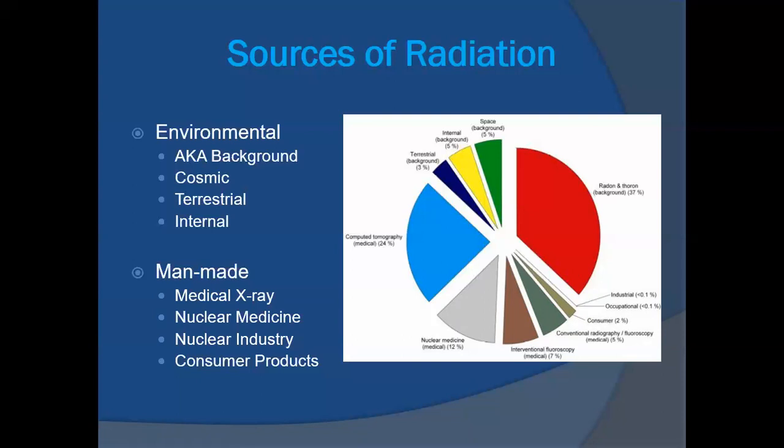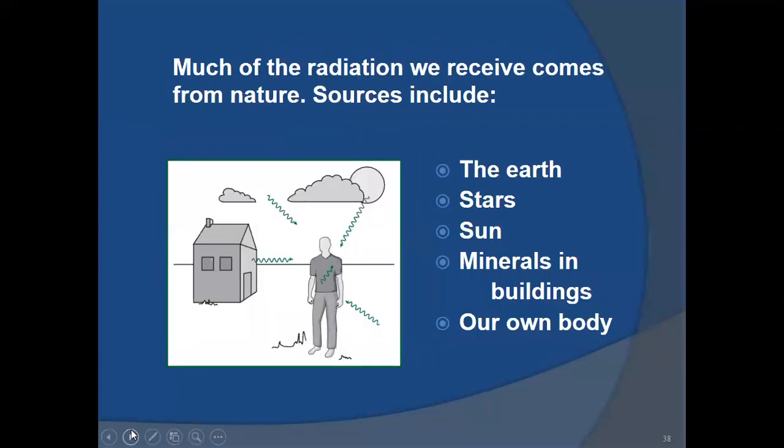But if we look, we see nuclear medicine is 12%, interventional fluoroscopy is 7%, conventional radiography is 5%. So medical exposure in general accounts for about 48% of exposure to the population. We see consumer products here, and then industrial, and look, occupational. Occupational exposure to the general population is very low. Of course, the number of people working with radiation occupationally is also very low relative to the entire population.